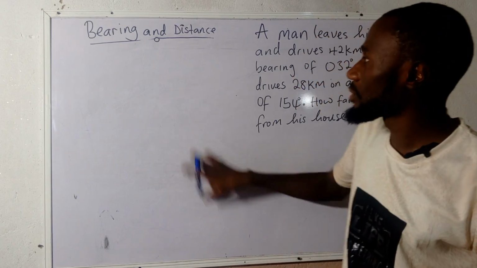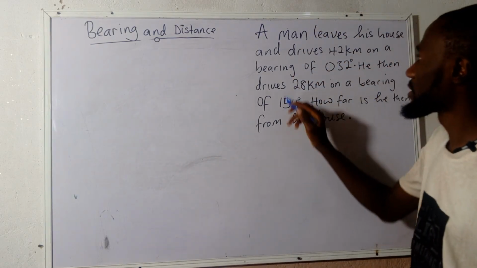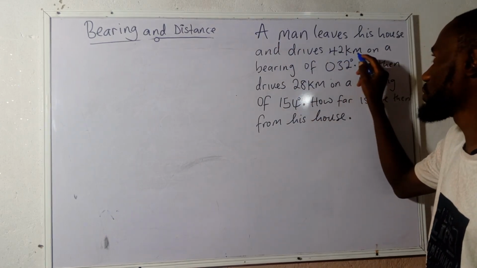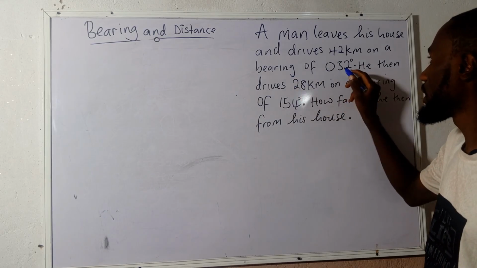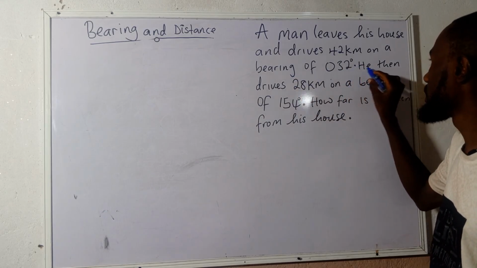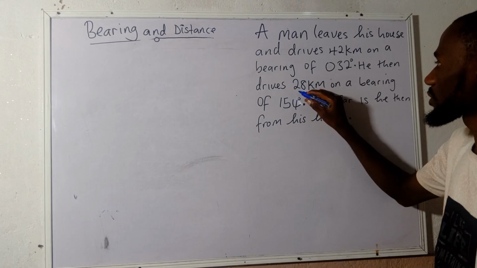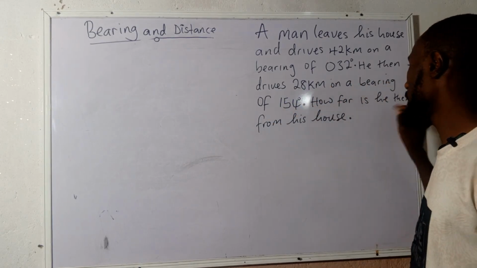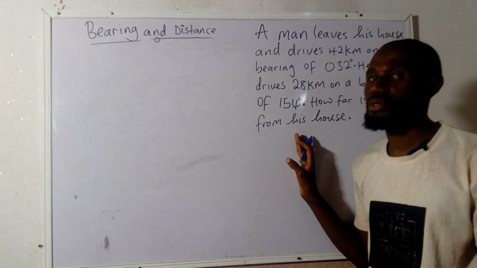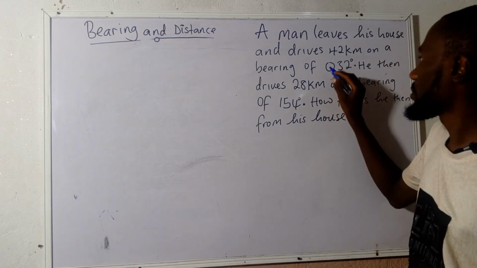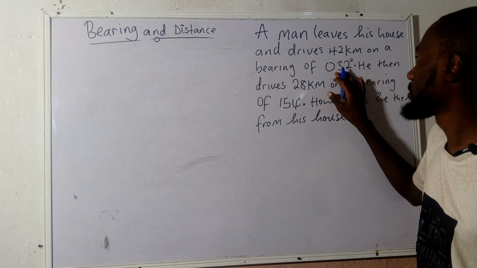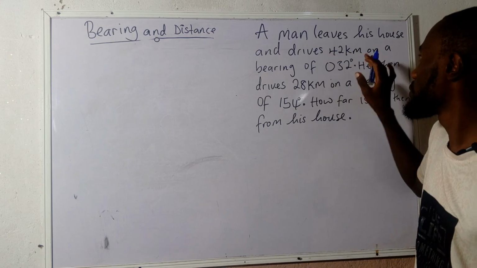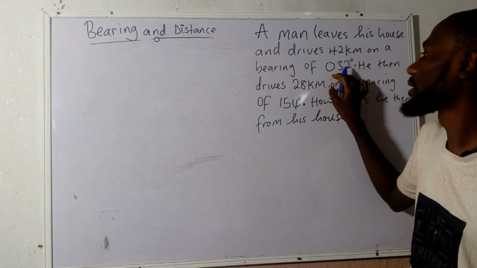Then let's solve this question under bearing and distance. A man leaves his house and drives for 42 kilometers on a bearing of 32 degrees. He then drives 28 kilometers on a bearing of 154 degrees. How far is he then from his house? Now we're supposed to consider the first bearing given, which is 32 degrees. Then he drives for 42 kilometers on this bearing.